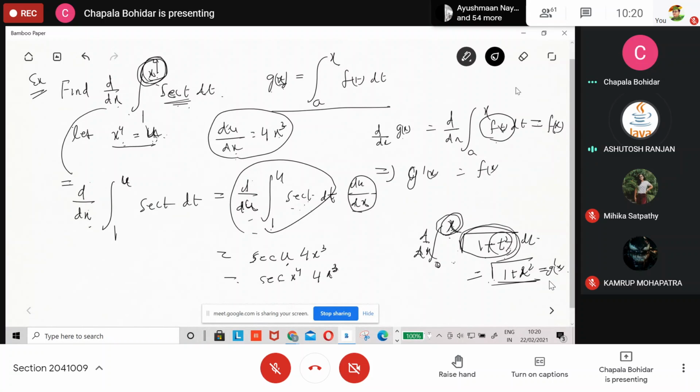Clear? So this is your fundamental theorem of calculus part 1. Now write down part 2, the fundamental theorem of calculus part 2.